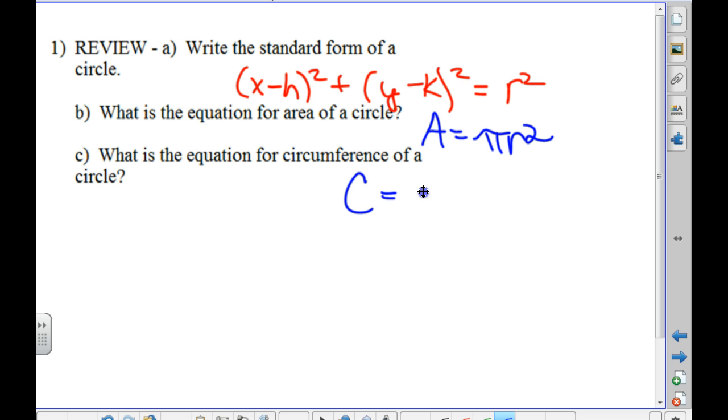But circumference, it has the same numbers, but it's not squared, so it's 2 pi r. Or is it pi d? Or you can write twice the radius is the diameter, so you could use that one as well. Okay? Are you going to remember those for tomorrow? Yeah. Okay.